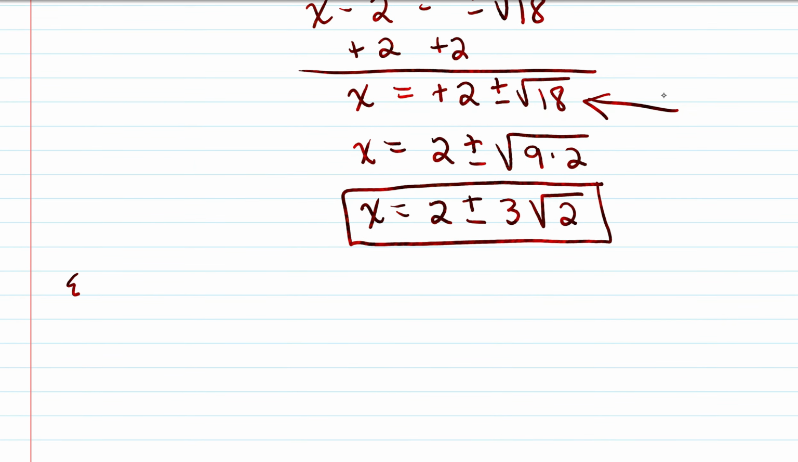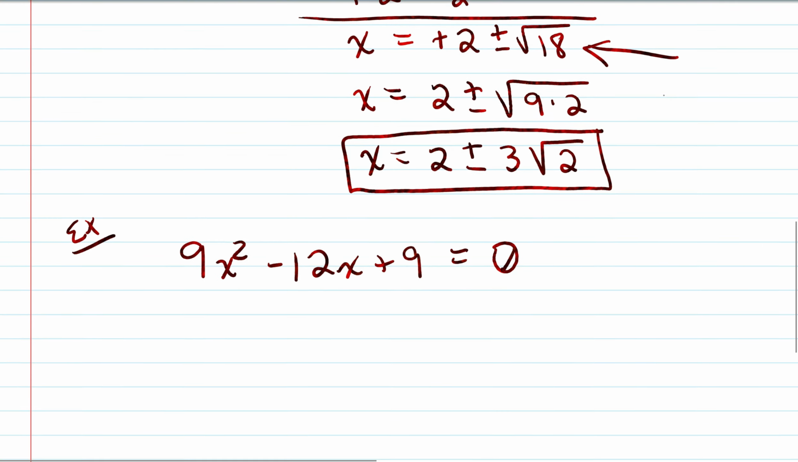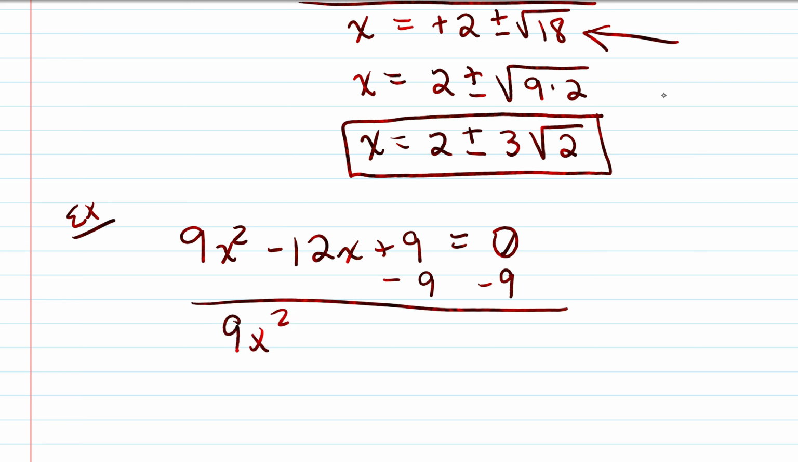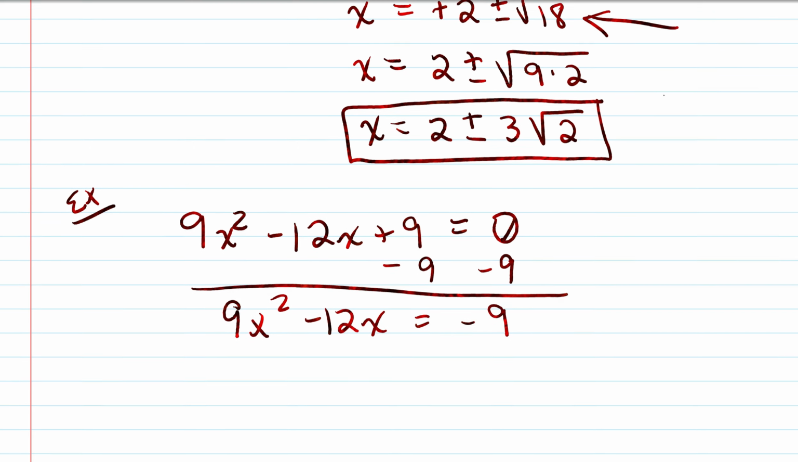All right, let's apply those same steps to another example. Next example is 9x^2 - 12x + 9 = 0. All right, so remember the steps. The first step was to move the constant term over. So we have to subtract 9 from both sides, and then we get 9x^2 - 12x = -9.